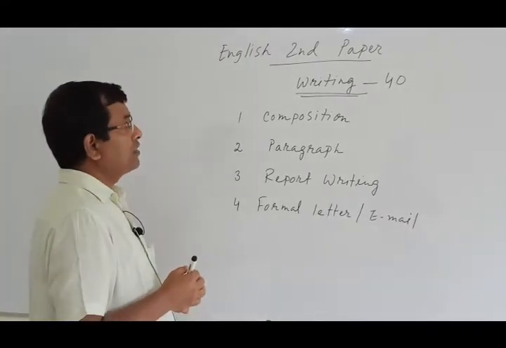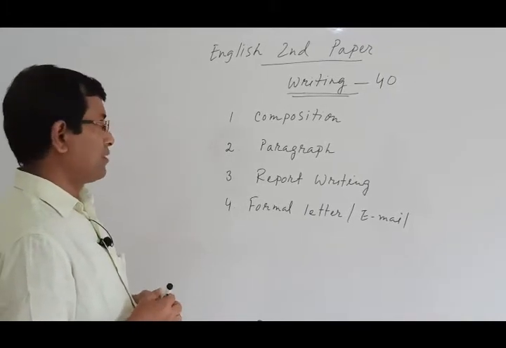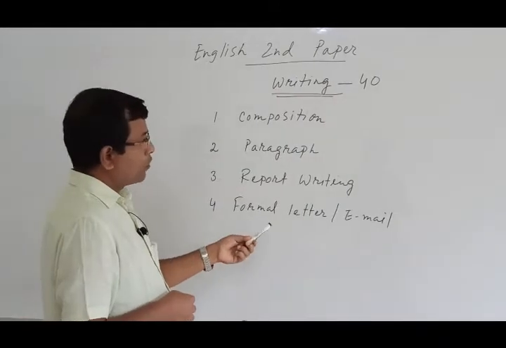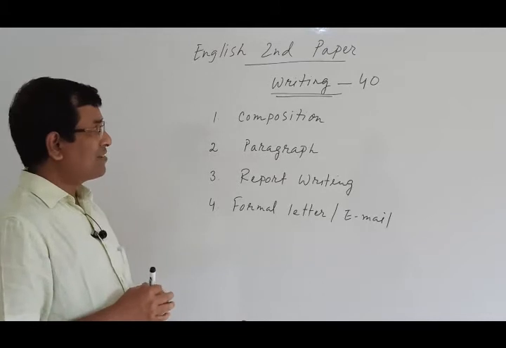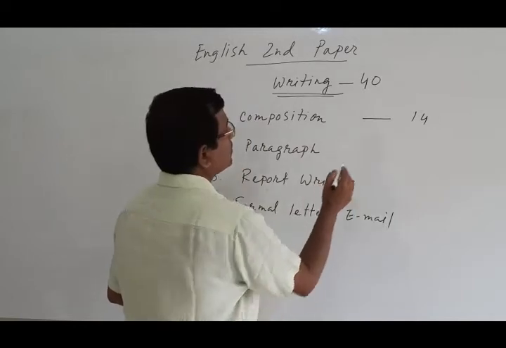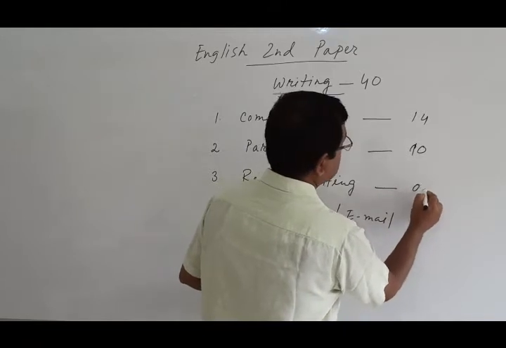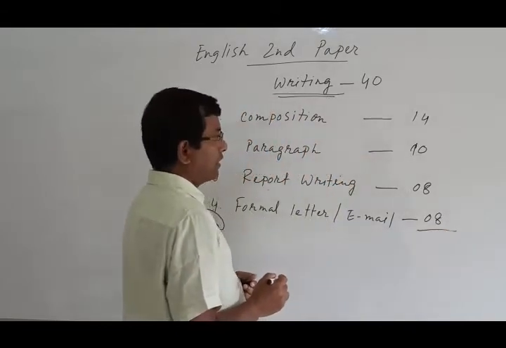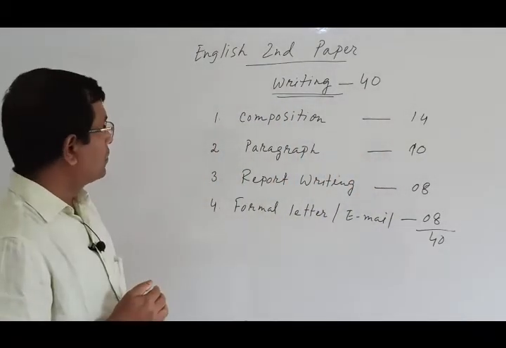In the writing section we have 40 marks, and for that we have to answer 4 writing items. We have composition, paragraph, report writing, and last of all formal letter or email. In these 4 items, if you look at the marks distribution, you will see in composition we have 14 marks, paragraph carries 10 marks, report writing carries 8 marks, and formal letter or email carries 8 marks. In total, we have 40 marks in the writing section.